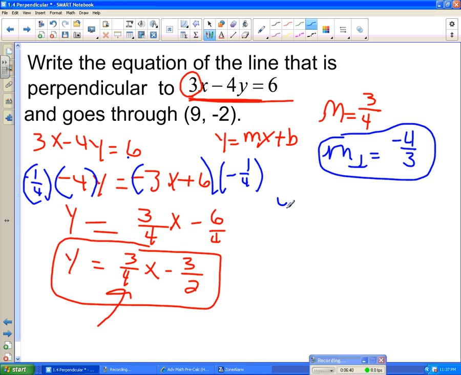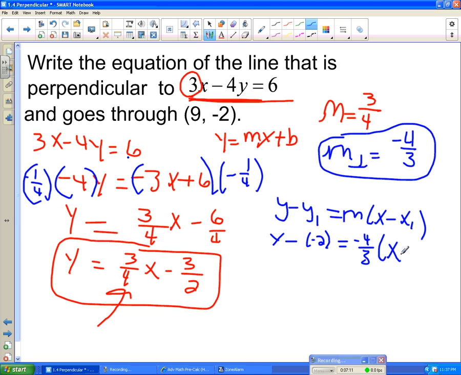So I'm going to write the form y minus y sub 1 equals m times x minus x sub 1. Remember, this is your x1, this is your y1. So y minus, y sub 1 is a minus 2, so I plug in a minus 2, using parentheses, which is what you should do, equals a negative 4/3 times x minus, and my x sub 1 is a 9.